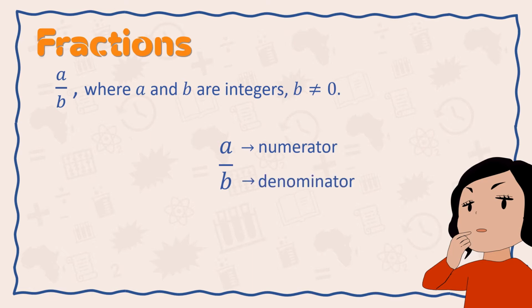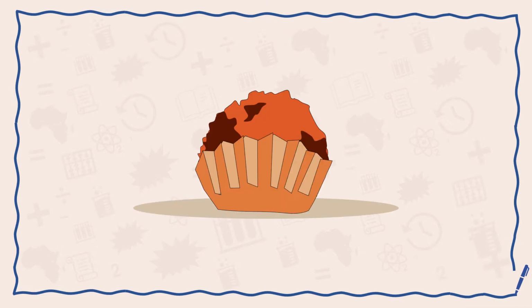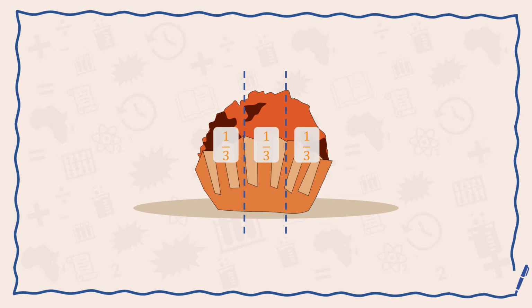I'll give you an example. Let's say I have this bread. My two other friends are hungry, but I only have this bread. So to satisfy the three of us, I must divide the bread into 3 equal pieces. Each of us will now have 1/3 of the bread. 1/3 is an example of a fraction.